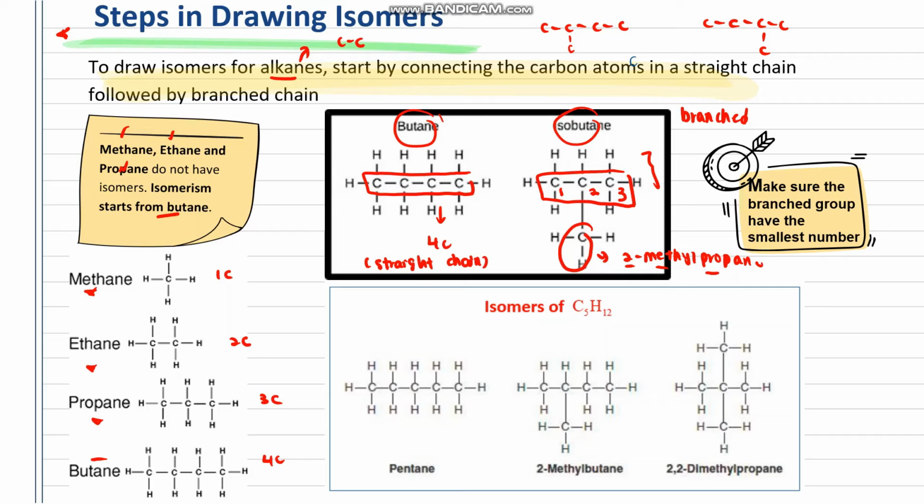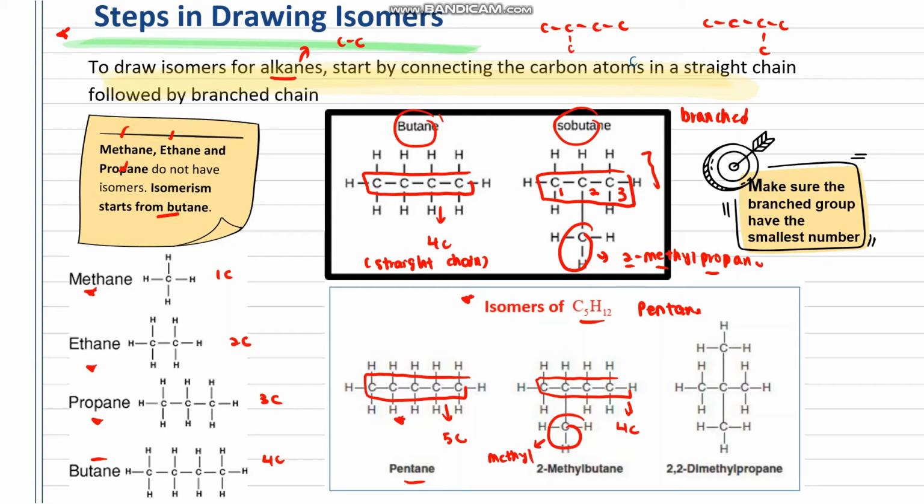Another example will be this one, which is an isomer of pentane with 5 carbons. First of all, the longest carbon chain is 5 here, with 5 carbon atoms. So 5 carbons, we call it pentane, and this is a straight chain. Next we can have a branch chain. In this case, the longest carbon chain is 4, whereby we have 4 carbons. So we call it butane, and this is the methyl group, which is a branch.